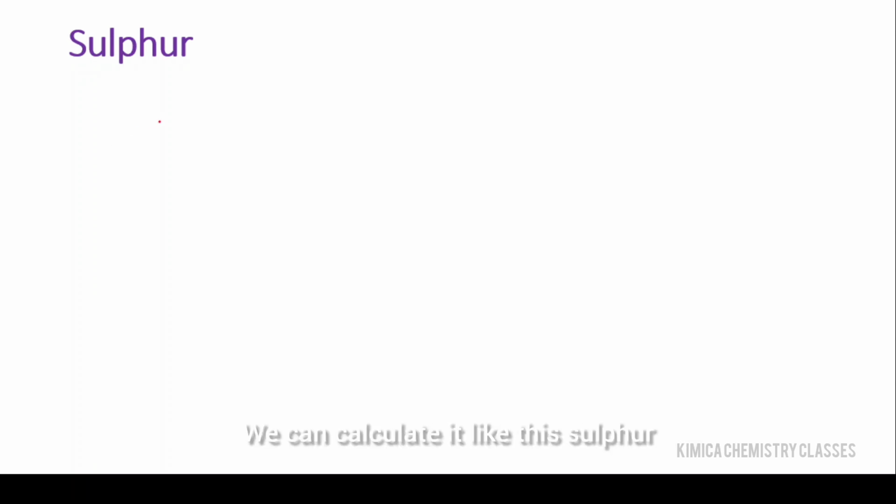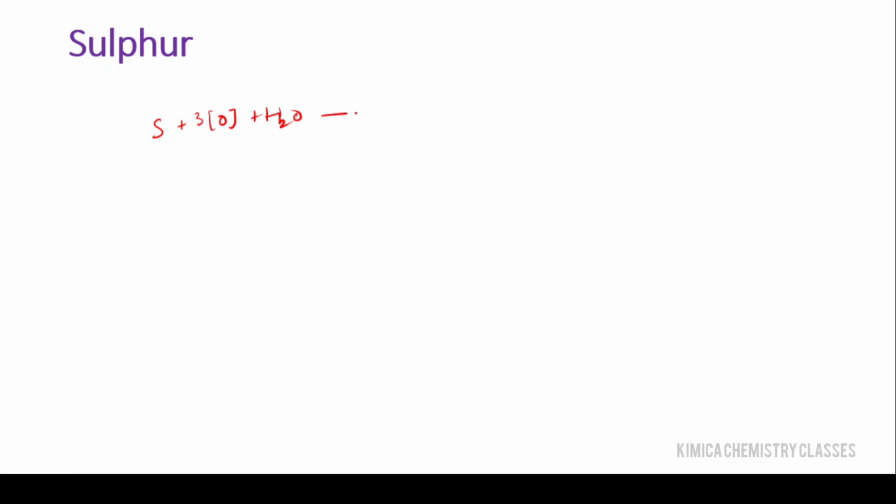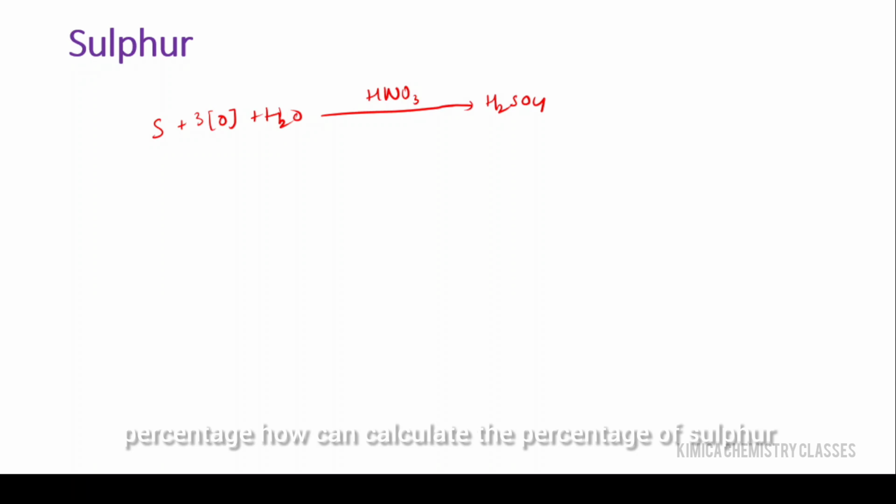We can calculate it like this: sulfur plus this fuming HNO3, and we get H2SO4 as a result. So this is just the percentage. How can we calculate the percentage of sulfur that is present in that compound?